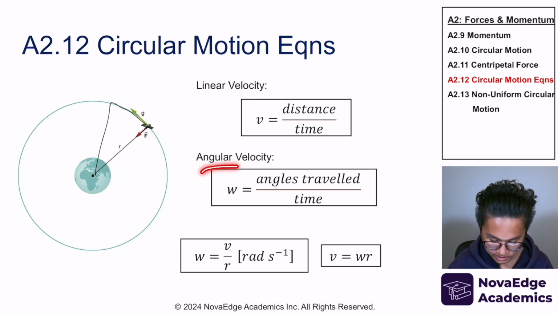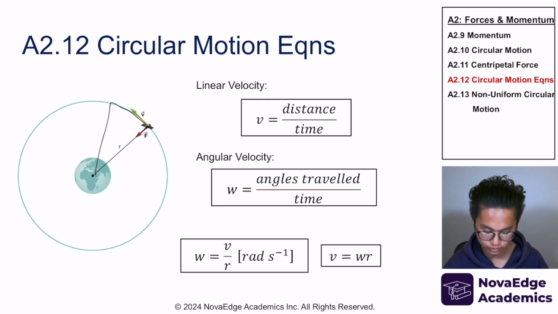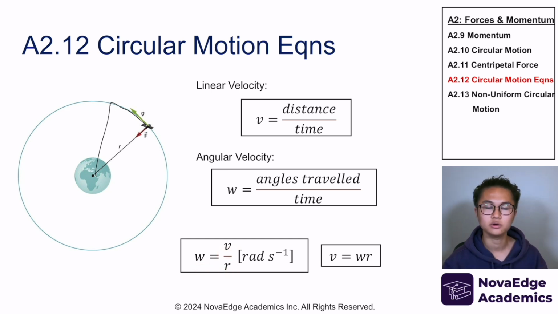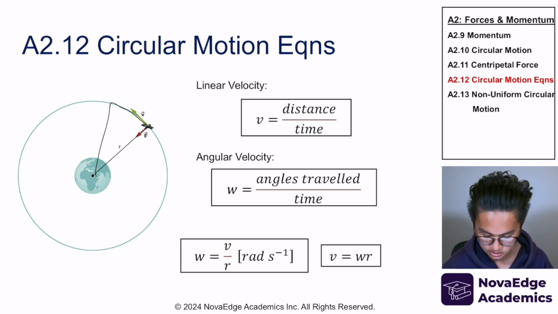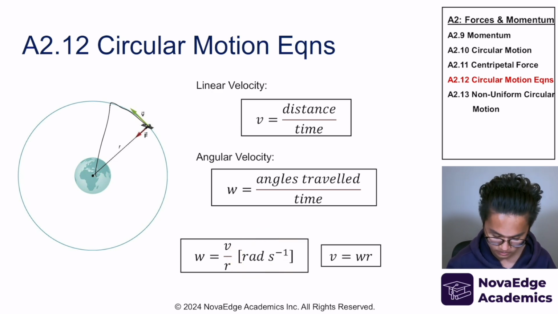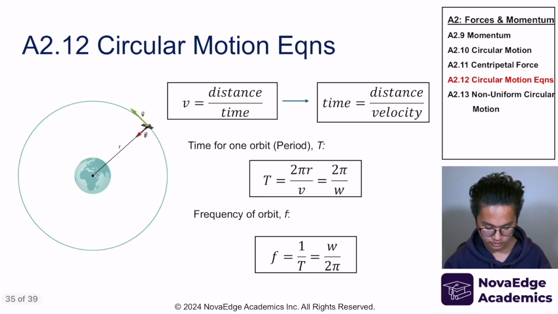Now, we can relate angular velocity to linear velocity quite easily. And that is just angular velocity is equal to velocity over its radius. And the unit is rad per second.